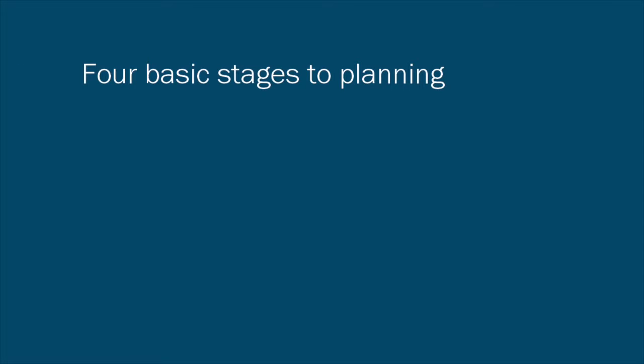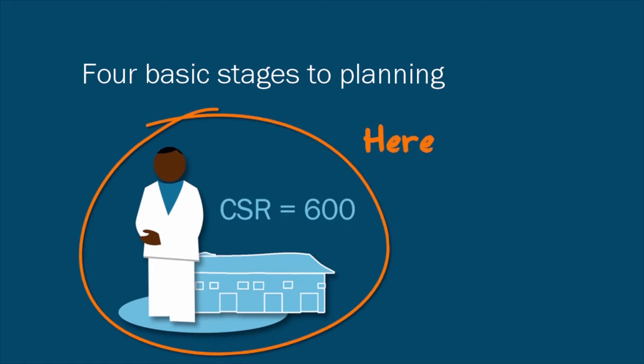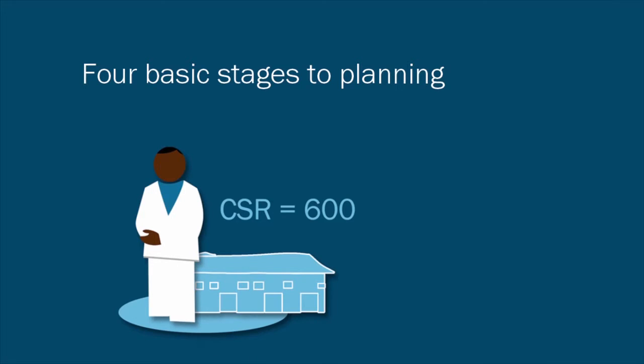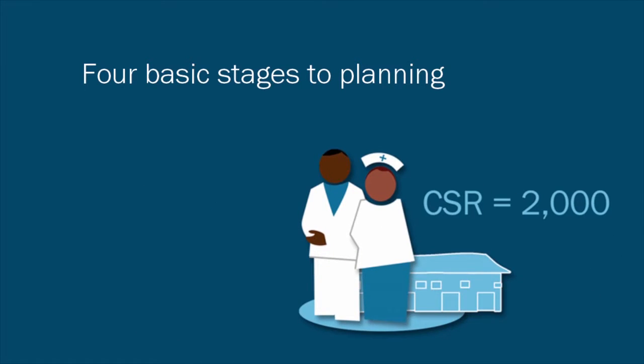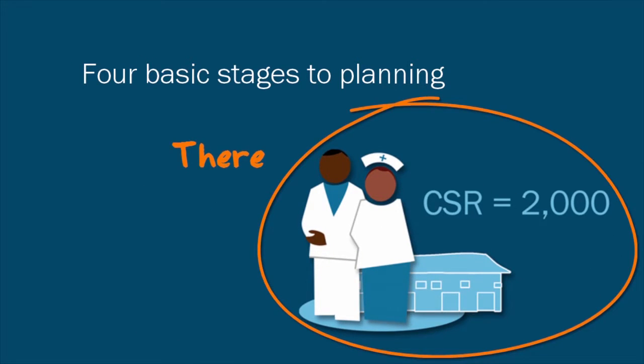There are 4 basic stages to planning. Firstly, we need to understand where we are now, here. To do this, we establish our present position, and this lets us decide if change is required or even possible. The second stage is to identify where we want to get to in the future, there. This future is usually 3 to 5 years away.